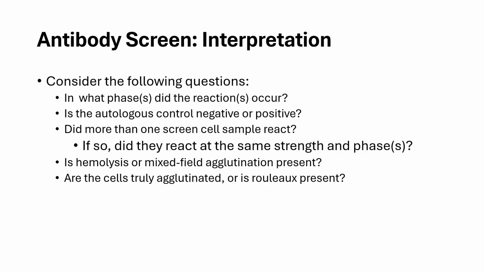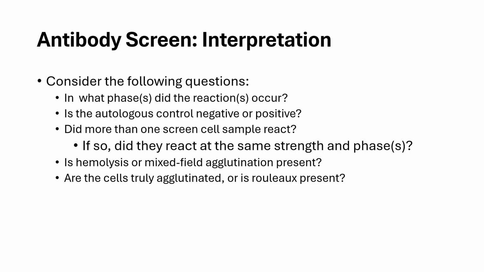Another question is, is the autologous control negative or positive? The autologous control contains the patient's own red blood cells with their serum. A negative autologous control indicates that any reactions seen with screen cells are likely due to antibodies against foreign antigens. A positive autologous control may suggest autoantibodies or other nonspecific reactions, complicating the interpretation.